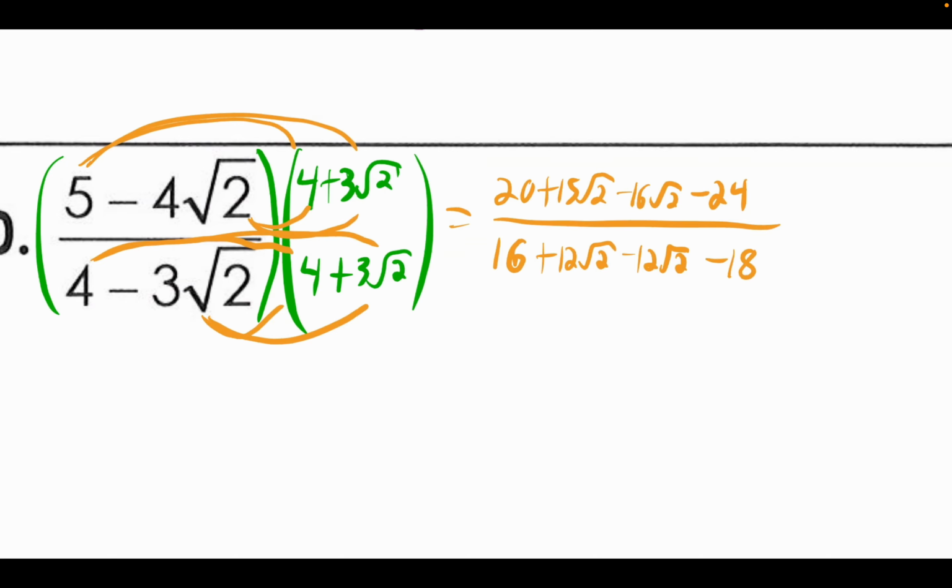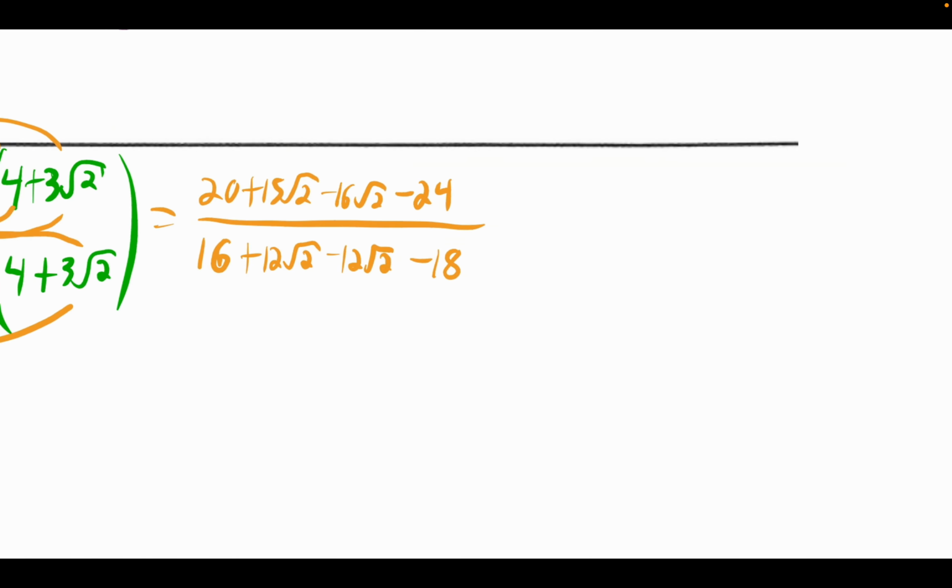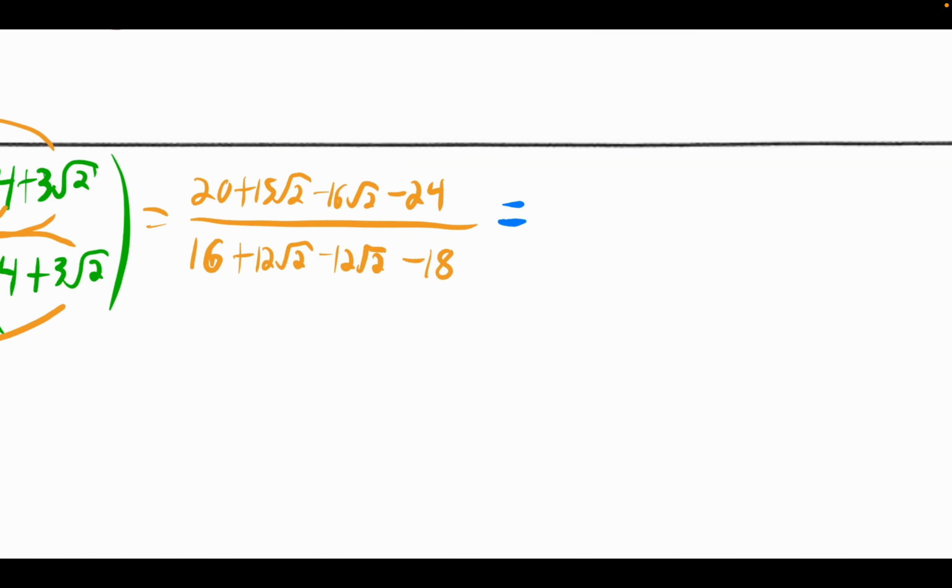Now we'll look to combine like terms. So in the numerator, we can combine the 20 and the negative 24 and give us negative 4. We can also combine those square root 2's and give us negative 1 square root 2, or just minus square root 2. In the denominator, we can combine 16 minus 18 and give us negative 2. We can combine those 12 square root 2's, which give us no square root 2's, which was the whole point of multiplying by the conjugate, is that we would no longer have a radical in the denominator. If that doesn't occur, we don't zero these out, then we did something wrong.